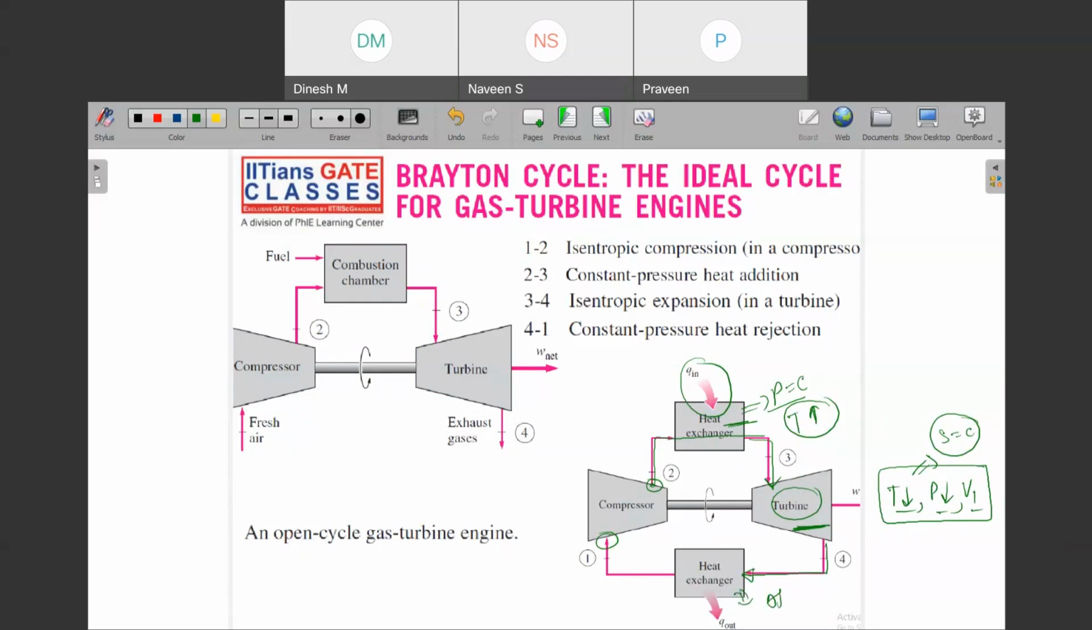To the atmosphere. You are rejecting heat to the atmosphere, so that you could reach which condition? Inlet condition. What was the inlet condition? T1. So you could reach T1. So here what happens again? Your pressure is constant, and only your temperature got decreased.